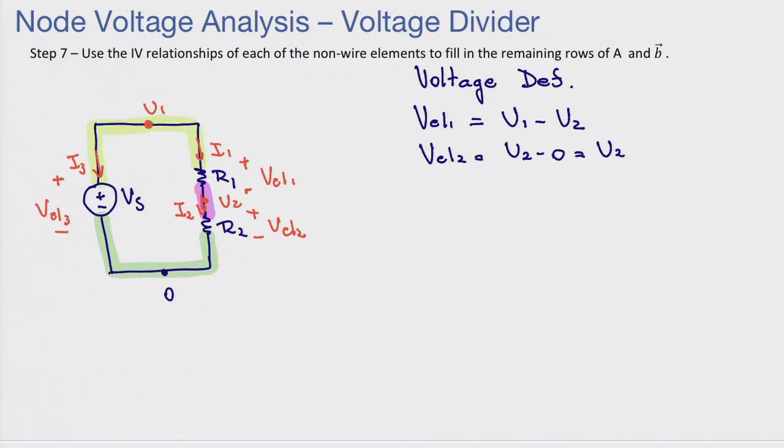We have another element, so let's do the voltage definition for element three. What's element three? It is a voltage source, but that voltage source is between zero and U1. So applying the voltage definition, that is U1 minus zero, which is equal to U1, but that's equal to what? Yes. What does that mean? Look at this. I already solved one problem. One of our unknowns is known now. U1 is Vs.